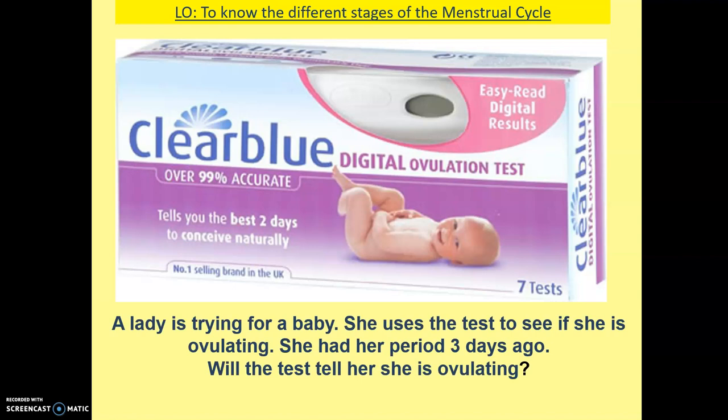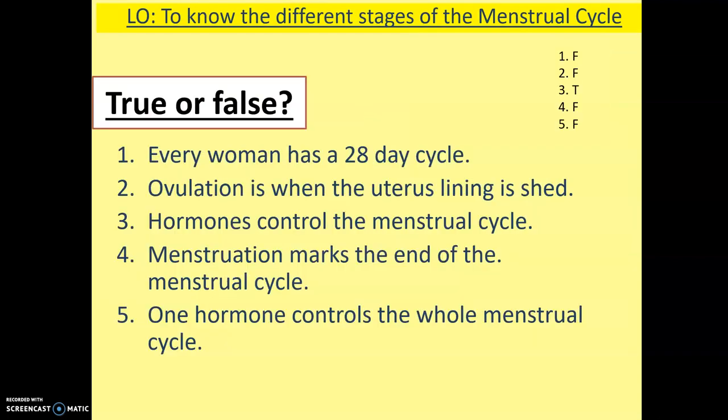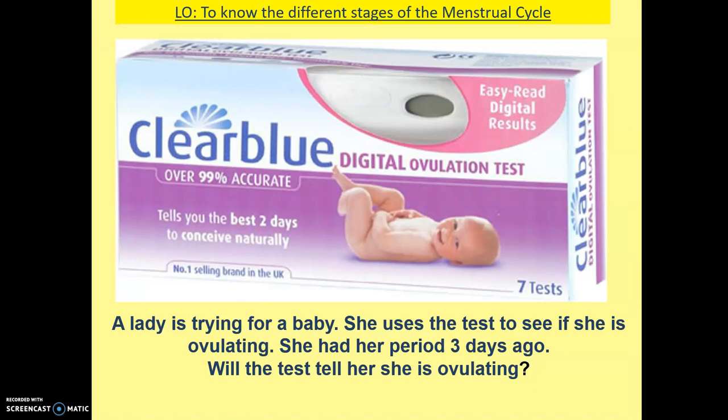It says, a lady is trying for a baby. She uses the test to see if she is ovulating. She had a period 3 days ago. Will the test tell her she is ovulating? That's the question there, okay? Give me 1 second. So yeah, the question is asking, would the test actually tell her if she's ovulating? What do you think? Is the test going to tell her yes or no?